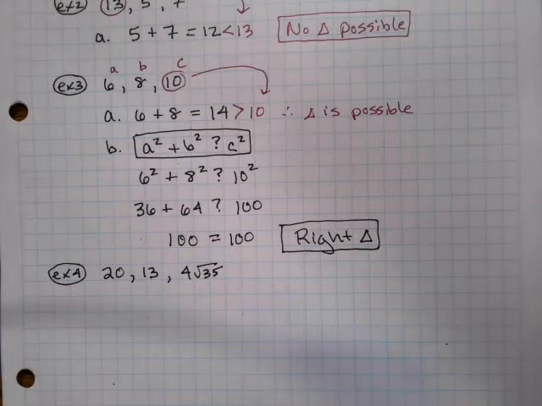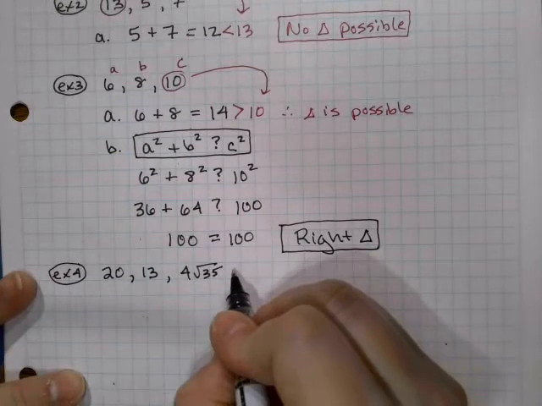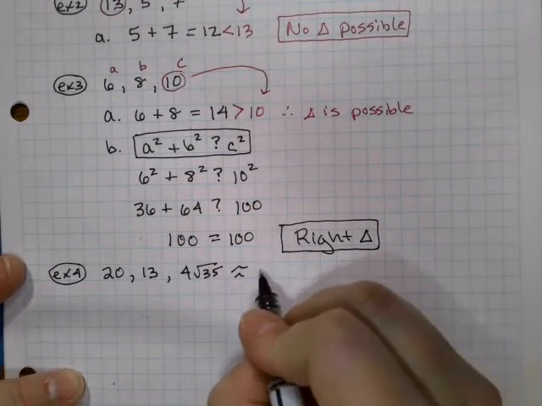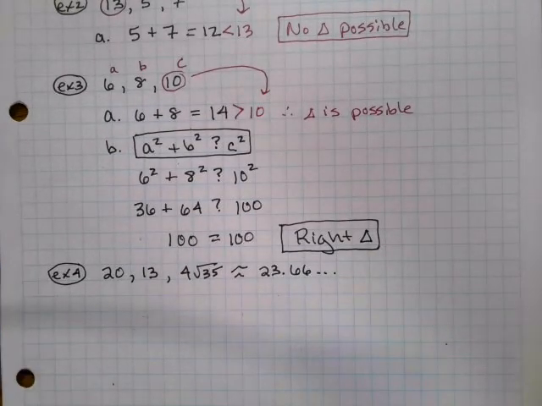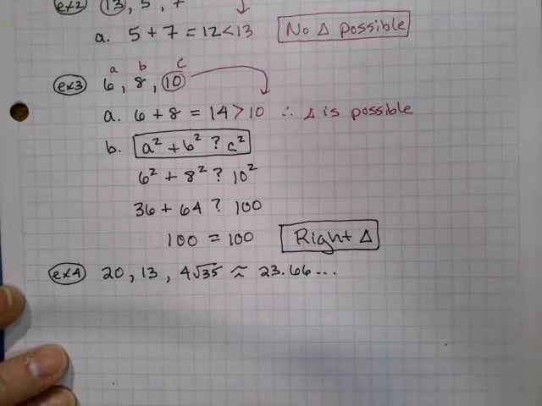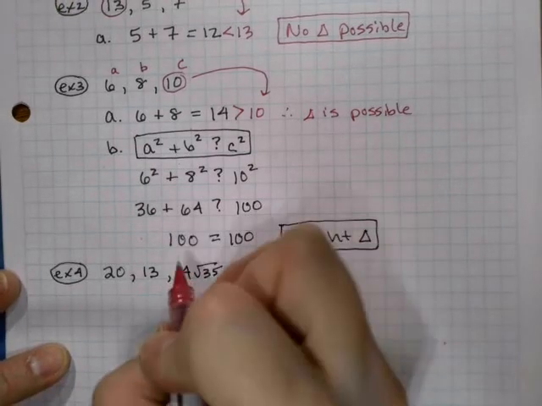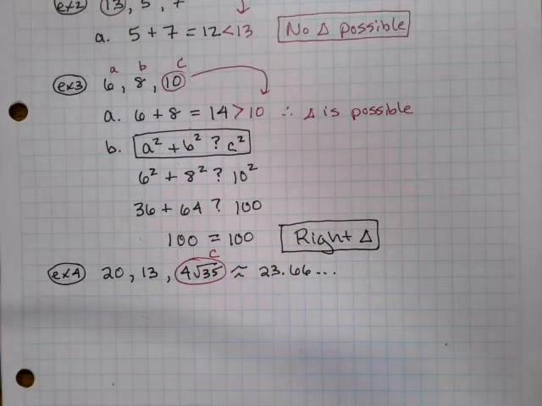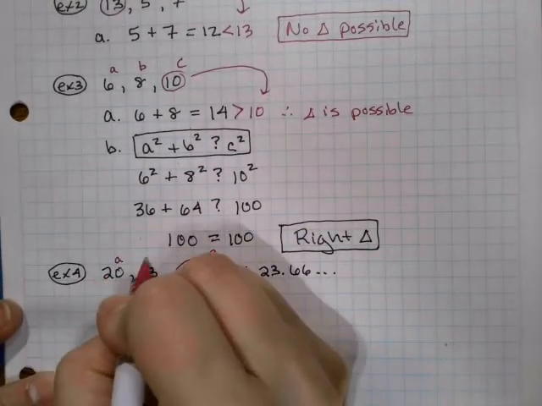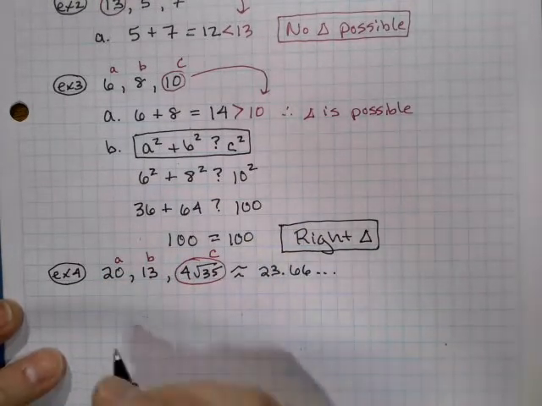Before you can determine which side is the longest, you need to know approximately the value of 4 radical 35. Your calculator is fine for this. It turns out to be 23.66 and then a bunch of decimals. Well, at 23, it is still the largest number out of the pair. So 4 radical 35 is our C value. 20 and 13 will be A and B respectively.